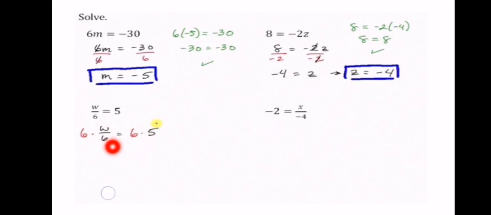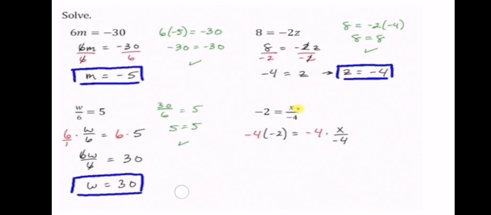When I multiply by 6 and divide by 6, they will cancel each other. I will have just w. On the other side, 5 times 6 will give me 30. So w equals 30. To check my answer, take 30 and substitute it in the original equation. 30 divided by 6 will give me 5. Both sides are the same, so the answer is correct.